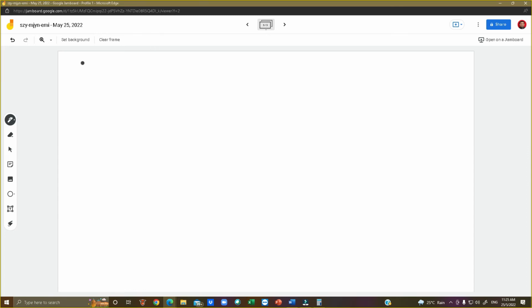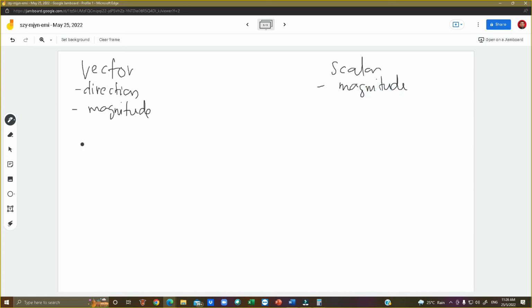Vector algebra, first, vector. We have two units of quantification. One is known as vector, another one is known as scalar. Okay, compare these two, the beza is only one. Here, we have direction and magnitude. How much, where to go. Scalar tak ada, magnitude je dia. So the first one is known as vector composition.